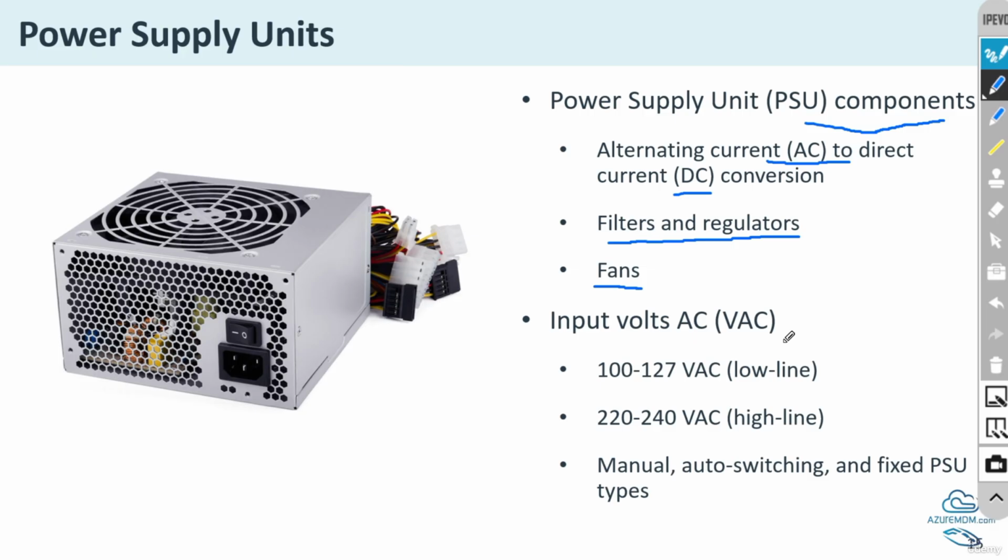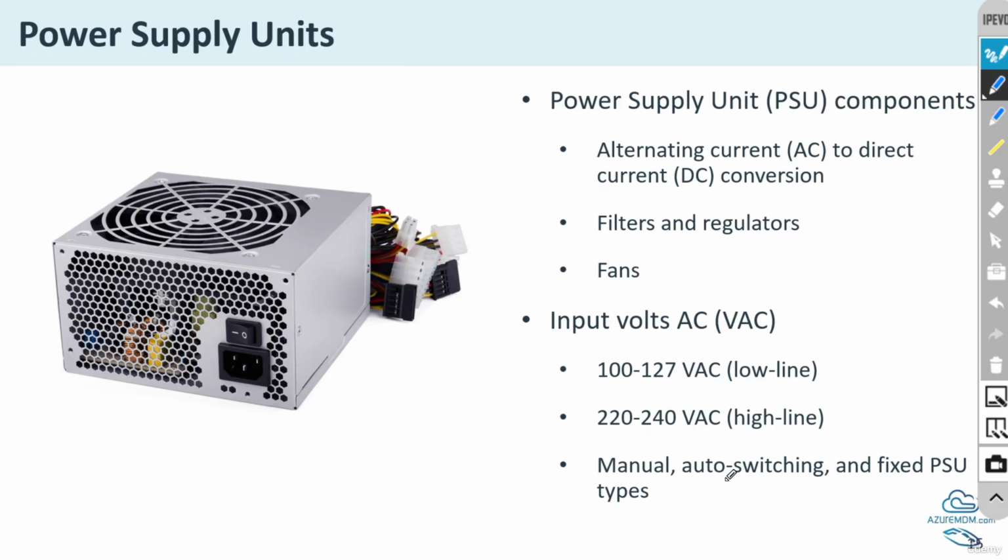Now understand the input voltage. The voltage from wall outlets, like 120 volts or 230 volts, that the PSU accepts. It's a low line voltage, 100 to 127 volts. The low line is used in countries like USA and Japan. 200 to 220 volts is a high line voltage used in countries like India and the UK.